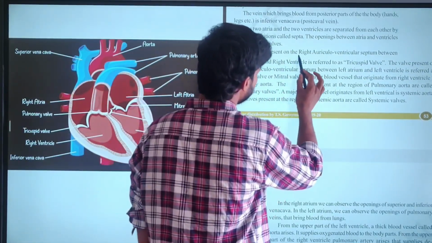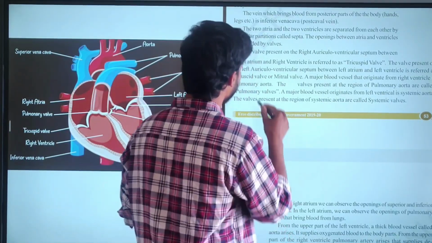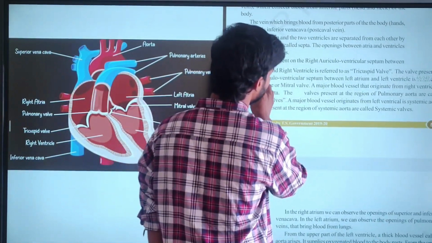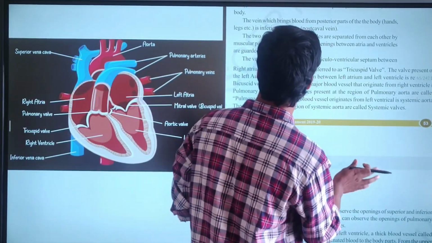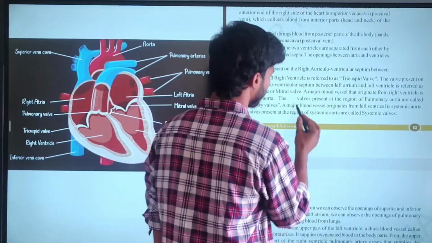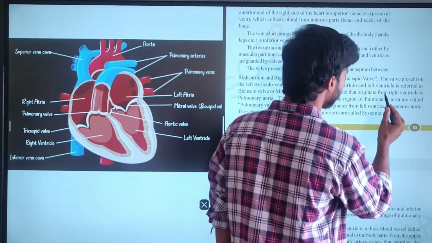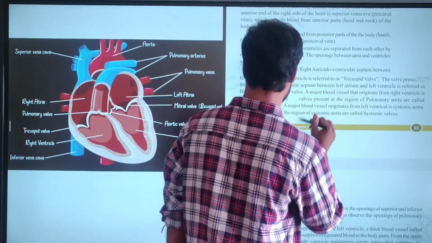The valve present on the right atrioventricular septum, between the right atrium and right ventricle, is referred to as the tricuspid valve. The valve present on the left atrioventricular septum, between the left atrium and left ventricle, we refer to as the bicuspid valve. The major blood vessel that originates from the right ventricle is the pulmonary aorta. This is also an important thing.